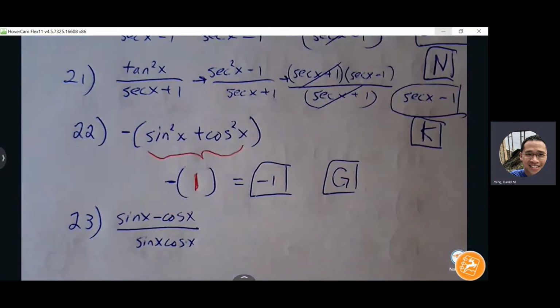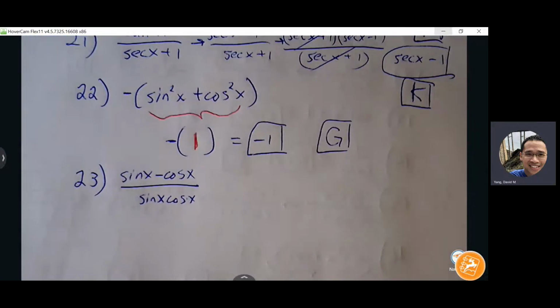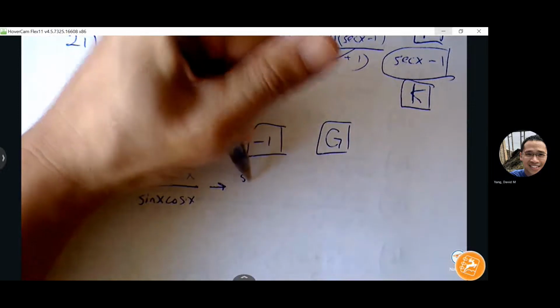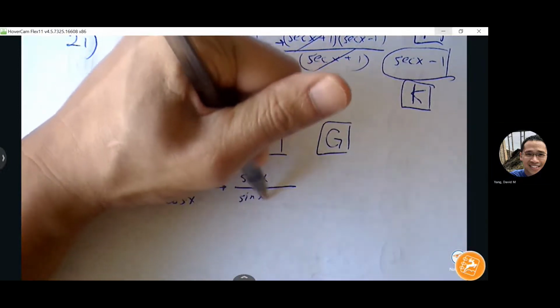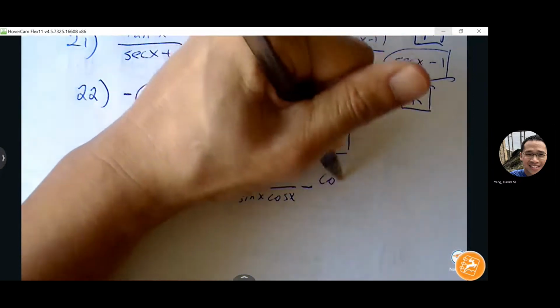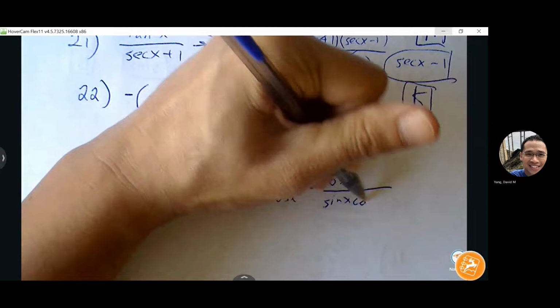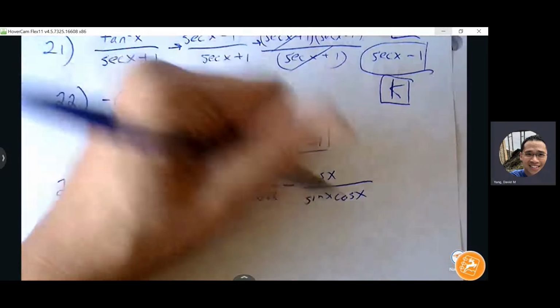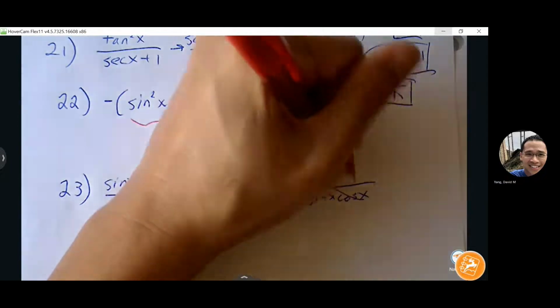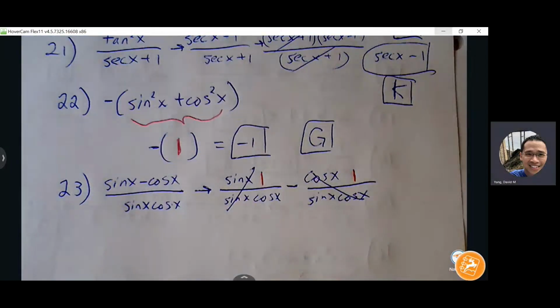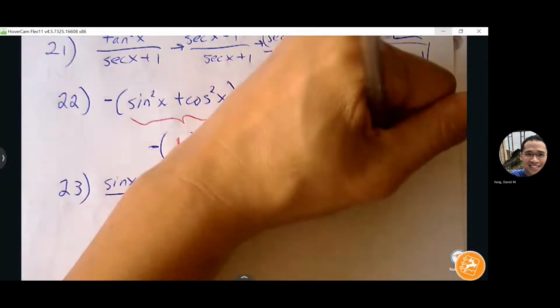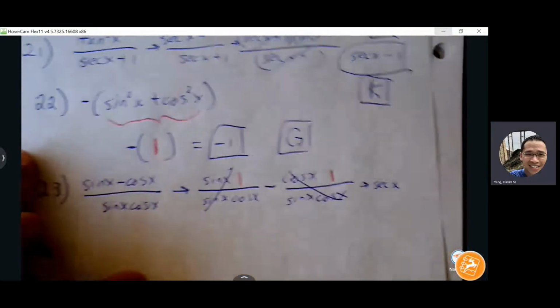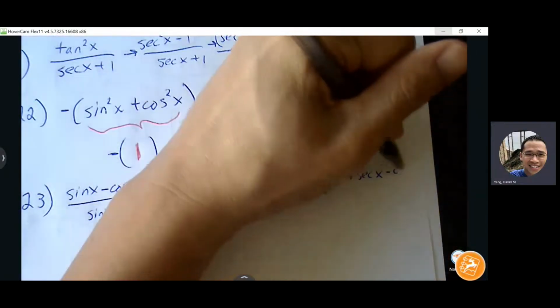Okay, do you guys remember the setup here for 23? What can we do to get this looking like a simpler expression? Yeah, good practice. Okay, reduce. One's left over. One over cosine is secant, one over sine is cosecant.